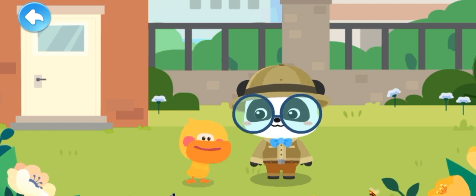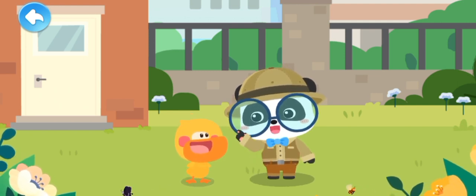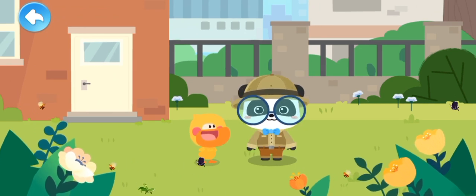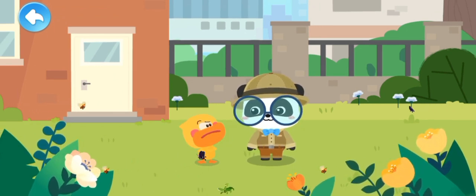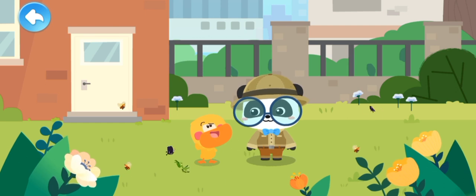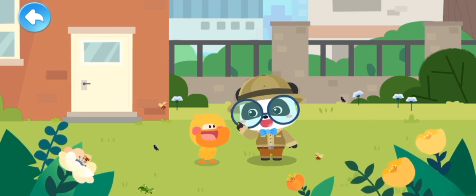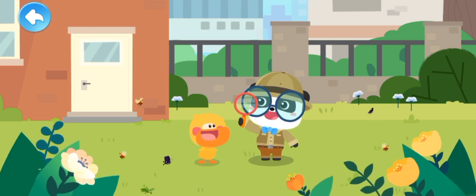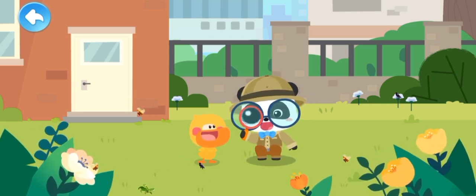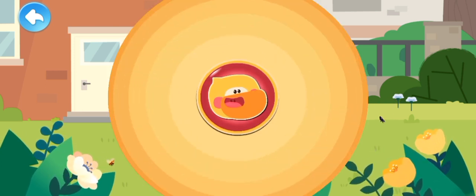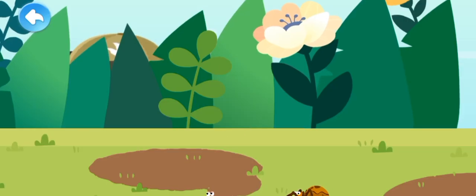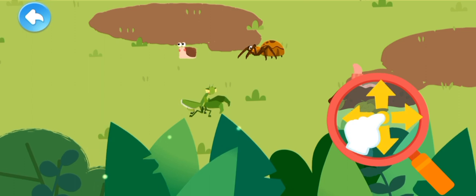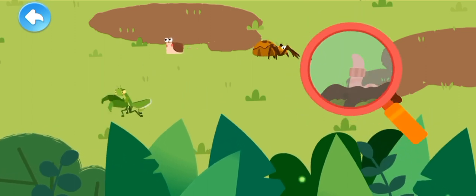I'm the little duck Quacky. Quacky, let's learn about our new friends. Little animals. Huh? Where are our new friends? Little animals are really tiny. Let's check them out with a magnifying glass. Wow! Drag the magnifying glass to find little animals.